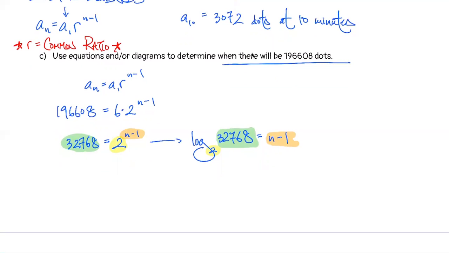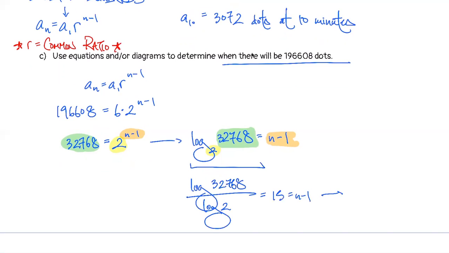So we put this into the calculator. Log 32768 over log 2. That turns into 15. And so n equals 16. So in 16 minutes, we're going to end up with that many dots, 196,608 dots, okay?